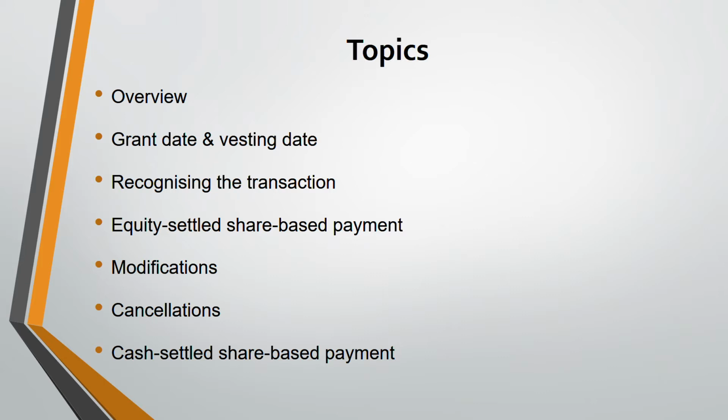So, overview: what is the scope of IFRS 2, what is it covering. Then two terms that you have to know: grant date and vesting date. For IFRS 2 you need to know these two dates. These two dates are different. Why is it important? Recognizing the transaction. How do you recognize such a transaction? Then equity-settled share-based payment and cash-settled share-based payment. And for equity-settled share-based payment, we are going to have some modifications and cancellations also. So let's start with the overview.